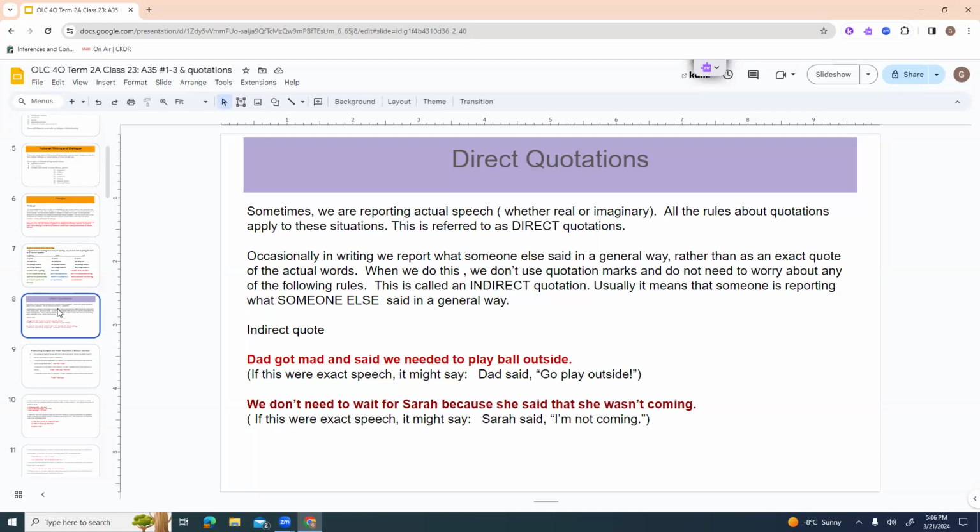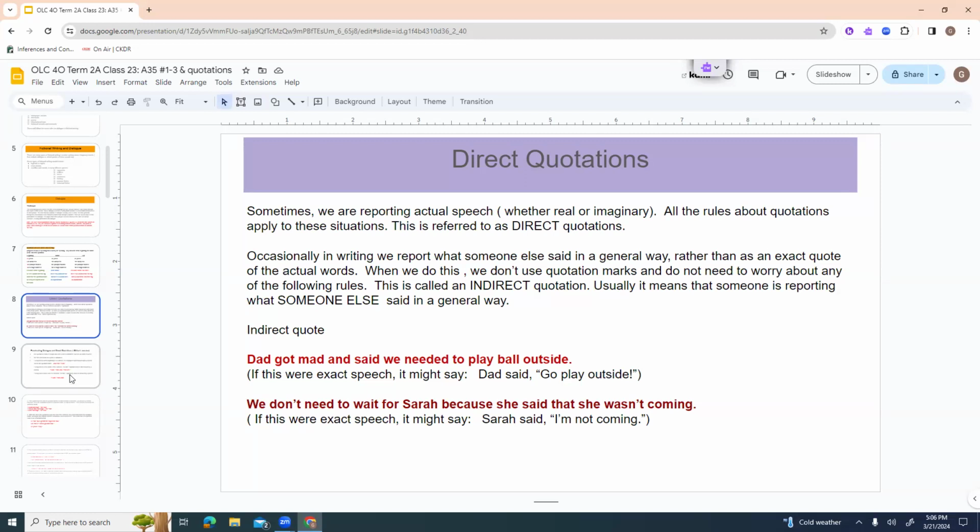So an indirect quote might be something like, well, Dad got mad and said we needed to play ball outside. Now, this isn't Dad speaking. This is somebody else telling you what Dad said. It doesn't need the quotations. If this were exact speech, it might be more like, Dad said, go play outside. Another example of an indirect quote: we don't need to wait for Sarah because she said she wasn't coming. And again, somebody else is reporting on what Sarah said. If this were exact speech, it might say, Sarah said, I'm not coming.